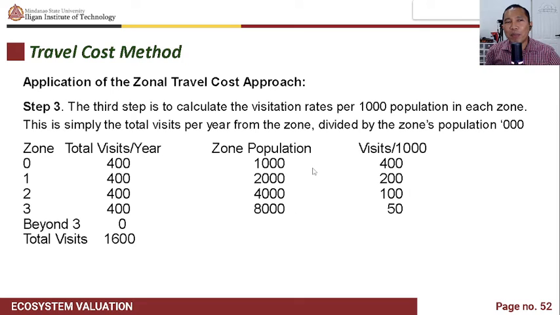Okay, so the third step is to calculate the visitation rates per 1,000 population in each zone. So this is simply the total visits per year from the zone divided by the zone's population in thousands. So we have here from zone 0 to 3, and we can actually check for the total visits per year. And for the first 400 visits, depending on the zone, we have here the population on that particular zone, 1,000 to 8,000, and the visits per 1,000 from 400 to 50, and beyond 3, that's going to be 0, and the total visits would be 1,600.